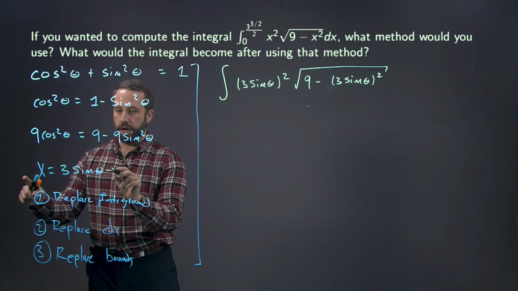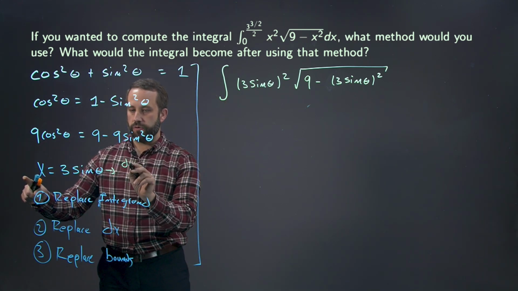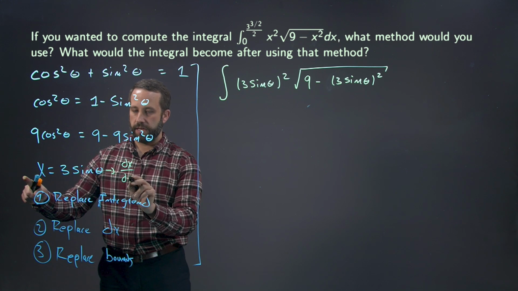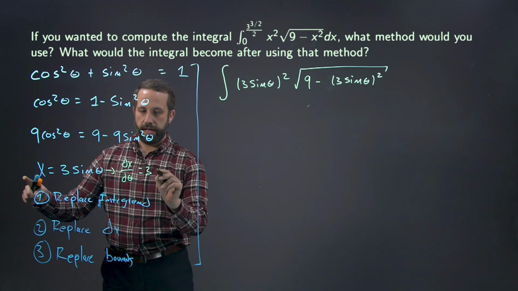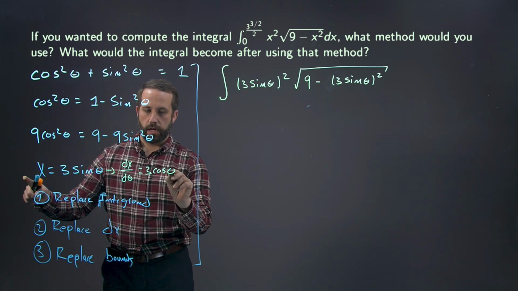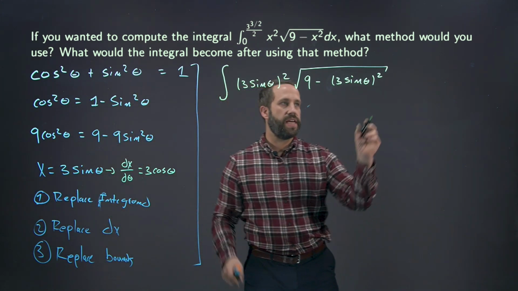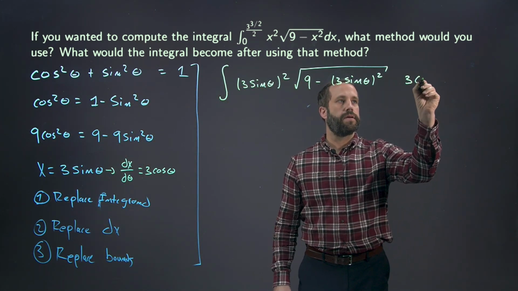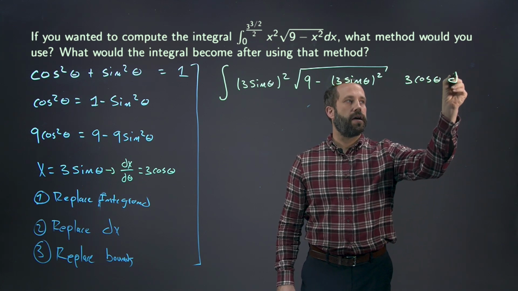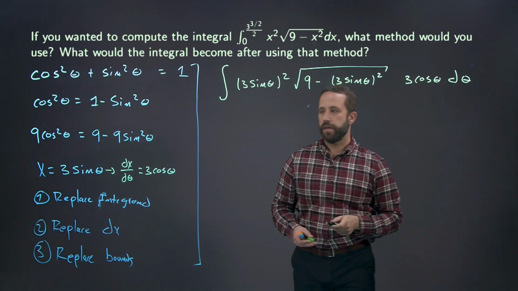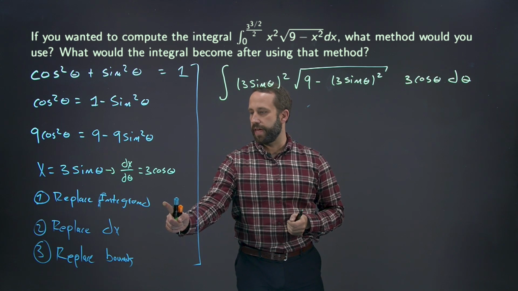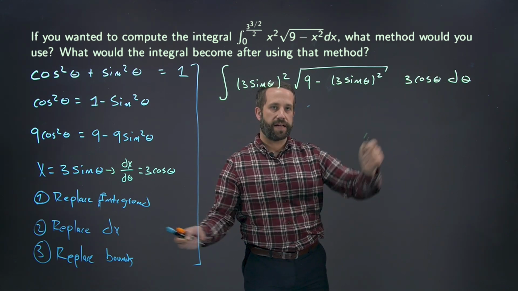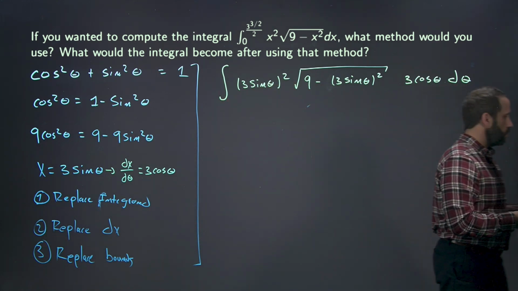Okay, now dx, how do I figure out what dx is? Well, I take the derivative of both sides with respect to theta. So I've got dx d theta is equal to 3 cosine theta. So therefore, dx is equal to 3 cosine theta d theta. Okay, so that's replacing the integrand, replacing the dx. Now I need to change the limits on the integral.